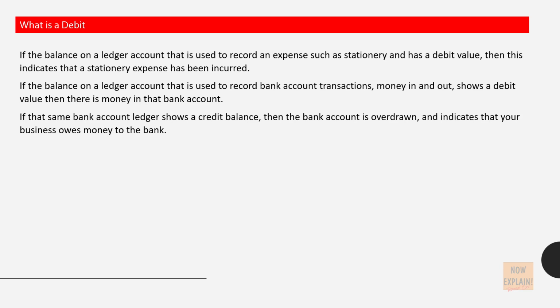If that same bank account ledger shows a credit balance, then the bank account is overdrawn and indicates that your business owes money to the bank.